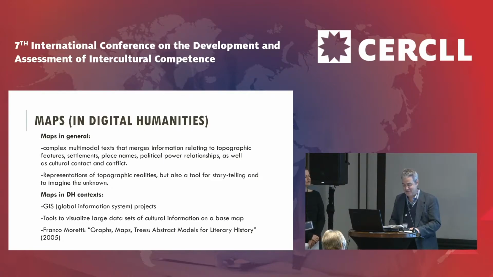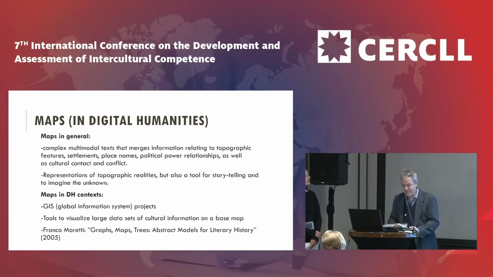These complex texts use multiple visual and linguistic channels to communicate information that relates to topographical features and natural spaces and human activities. Maps not only document names that members of a speech community attribute to places or geographical geological features, they also show borders as manifestations of political power relationships. As such, maps are often texts that document simultaneously cultural contact and cultural conflict.